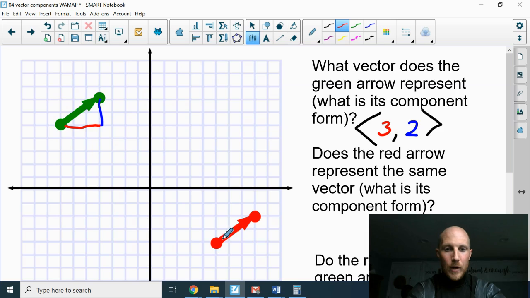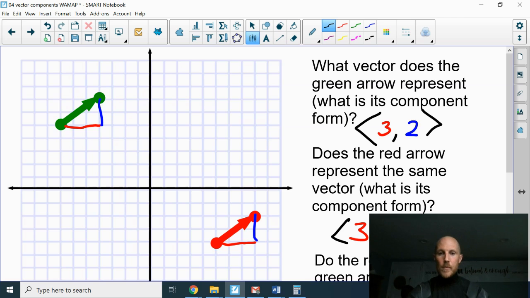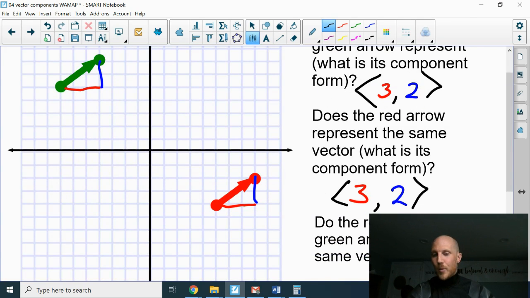What's the component form of the red vector? Well, this one also goes sideways by 3, and it goes up by 2, and so that has the same component form. Okay, do the red arrow and the green arrow represent the same vector? Yeah, they do. If we asked a different question, are they in the same place on the graph? Well, no, but that's not part of component form.